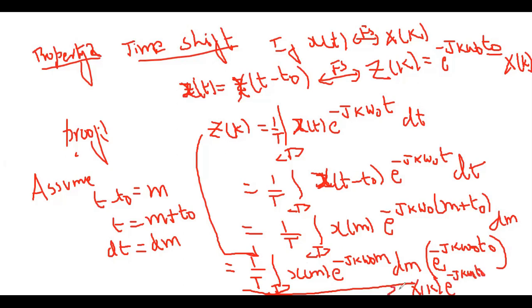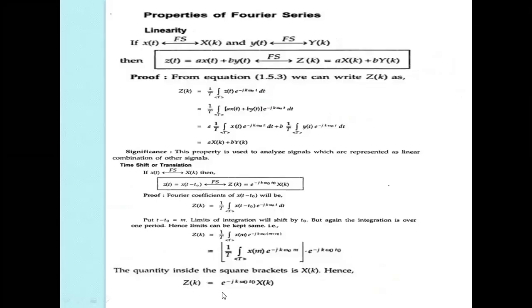So z of k is equal to e power minus j k omega naught t naught into x of k. Understood, my students? So for the time shift property, z of k is equal to e power minus j k omega naught t naught into x of k.